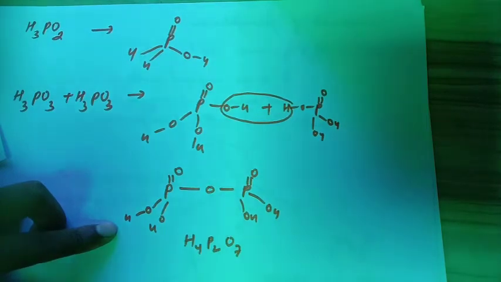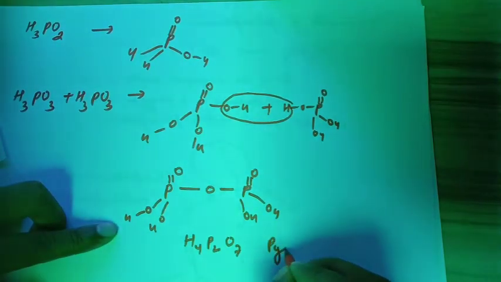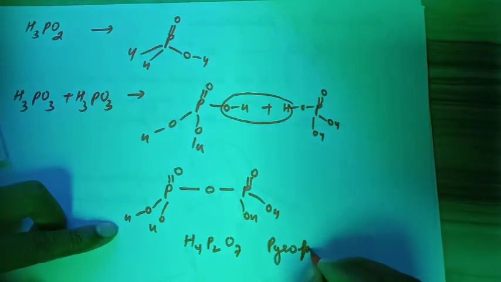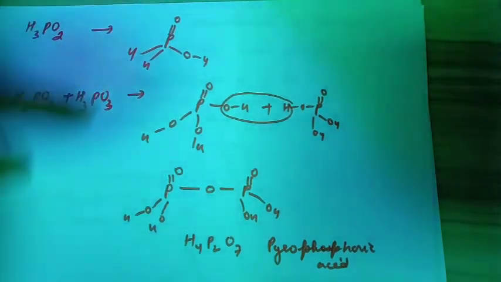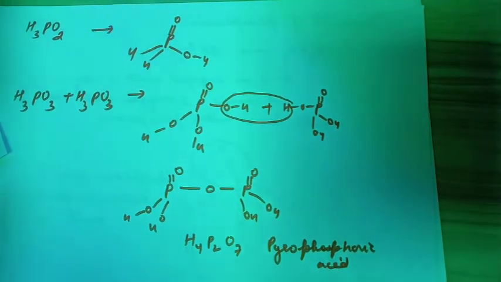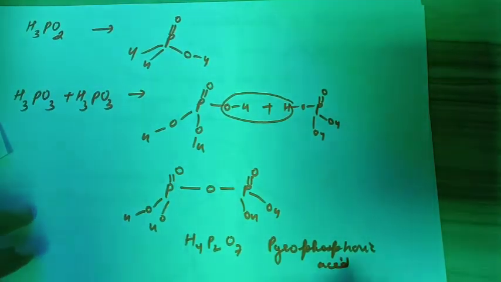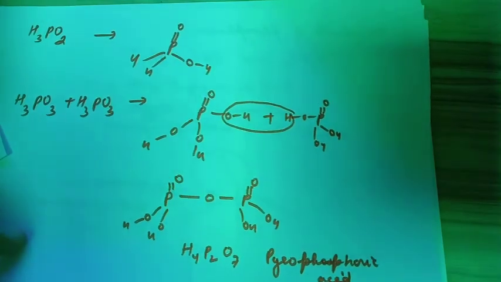This compound is known as pyrophosphorous acid or pyro-diphosphorous acid. In this way, we can also draw other phosphoric acids.